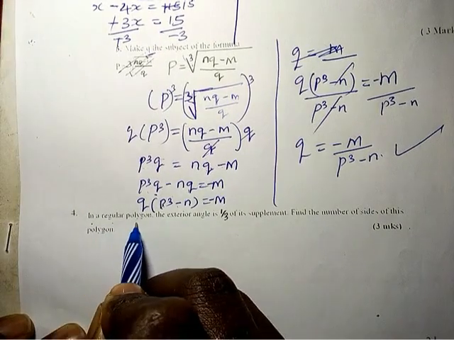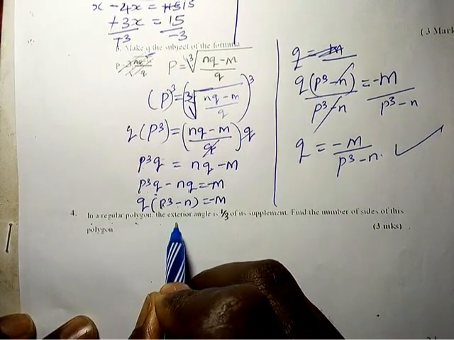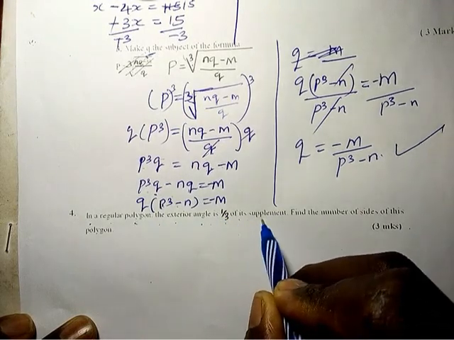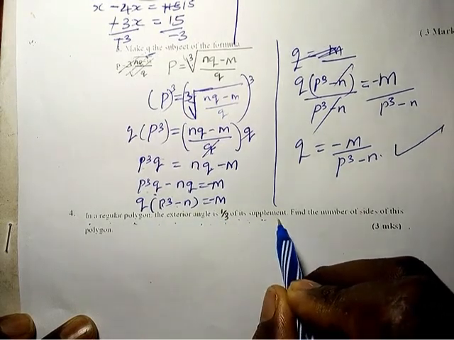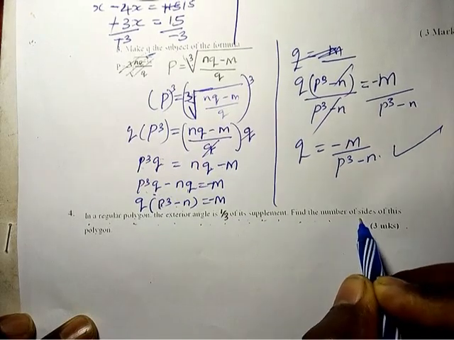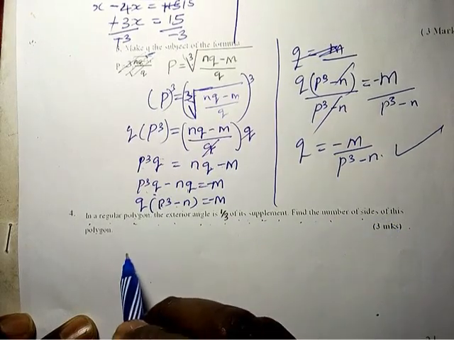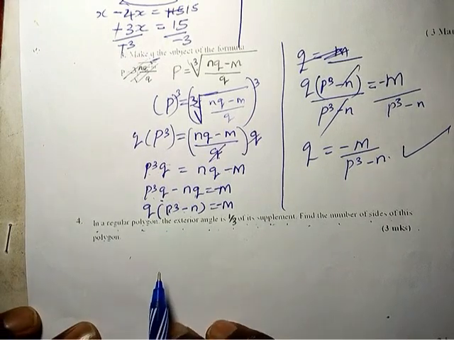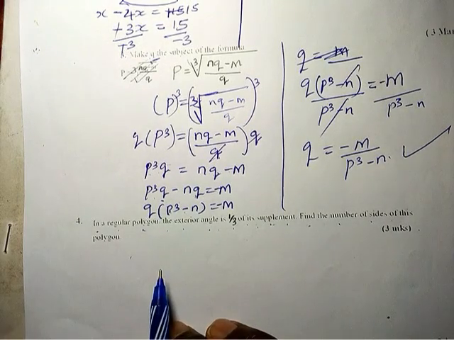In a regular polygon, the exterior angle is 1/3 of its supplement. Find the number of sides of this polygon. Supplementary angles, remember, they add up to 180. That's something you need to know.